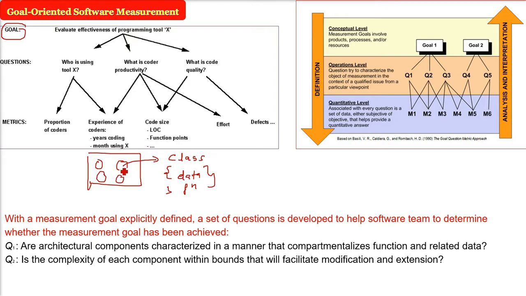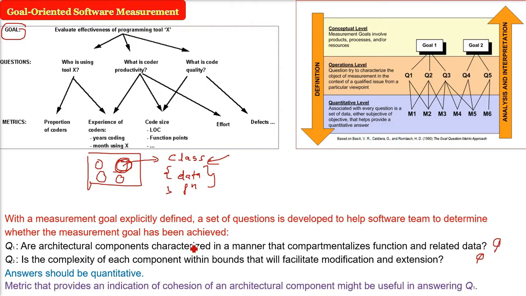The second question can be, is the complexity of each of these components or modules within bounds that will facilitate modification and extension? Is there any problem in modification? Can it be modified or extended? Or do we have some, say, roadblocks in doing that? So these are the questions which are being asked. And depending upon this question, because the goal is very much defined, the answer should be quantitative. It needs to give a number.